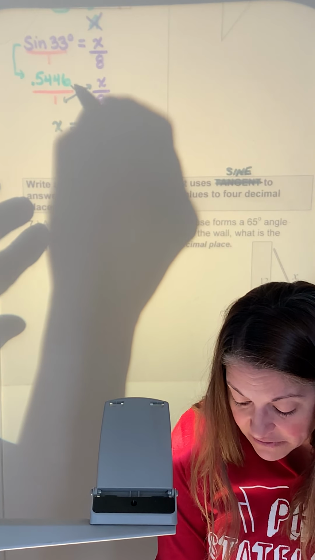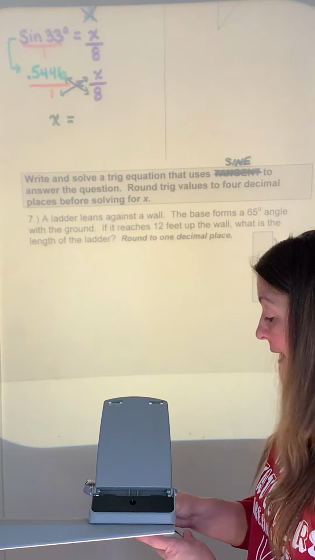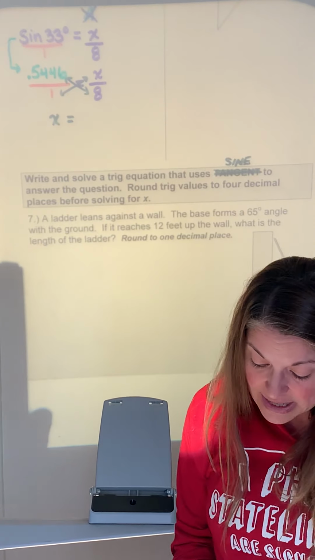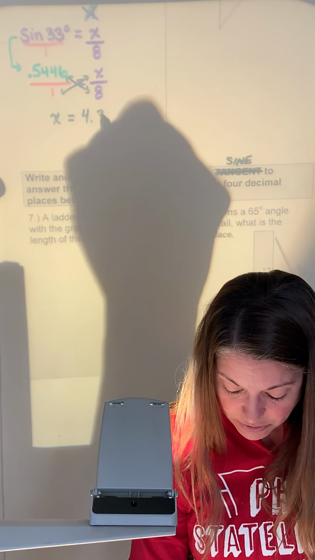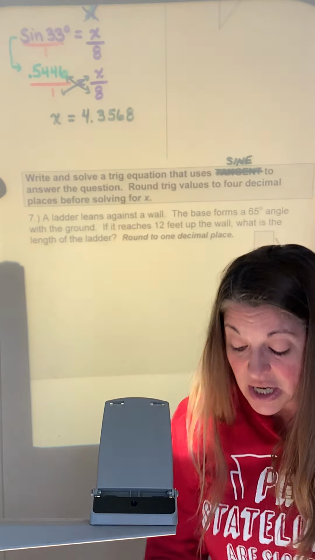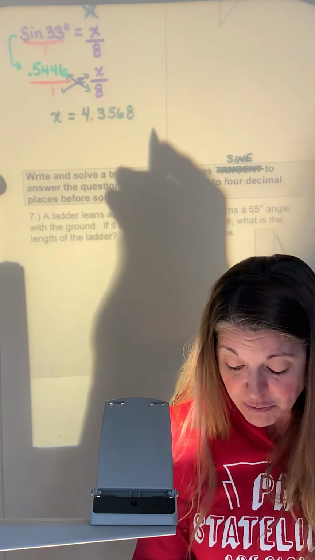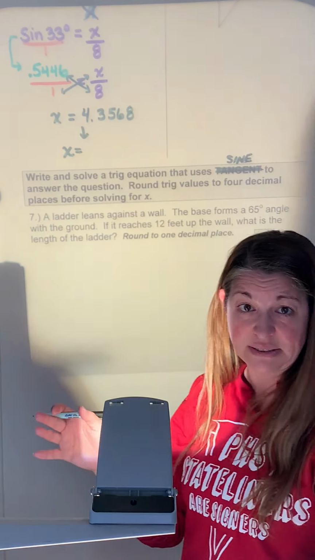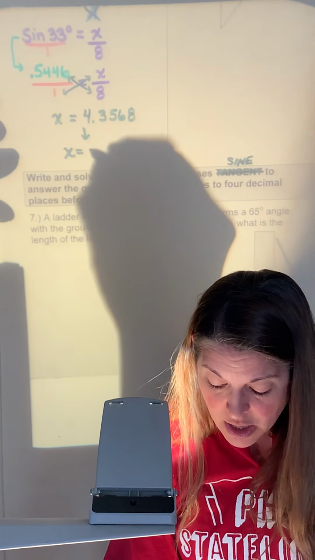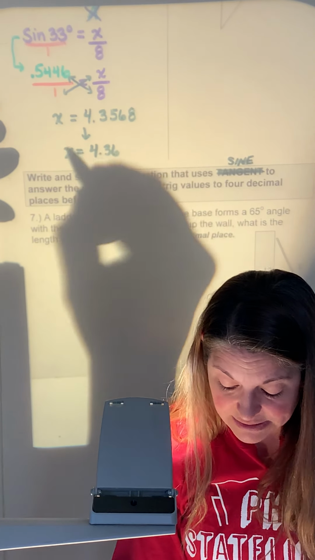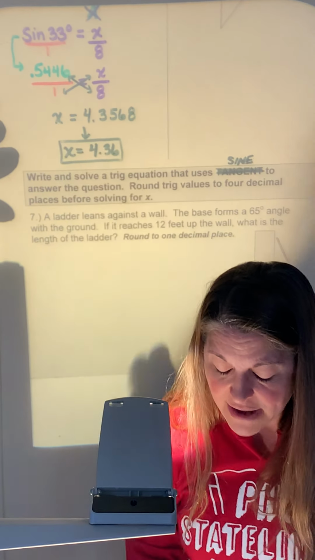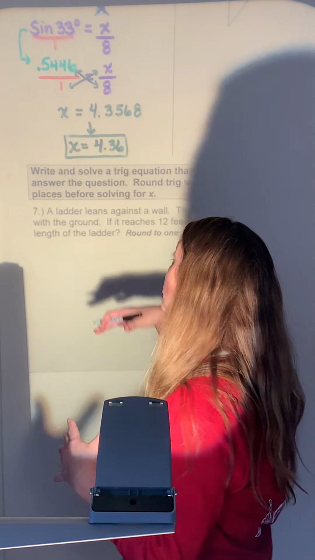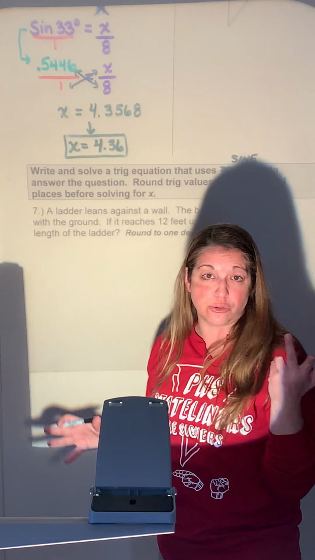And we will do the 0.5446 times 8. And that will give us 4.3568. That actually does terminate. So you can either give me that answer, or chances are, if this is on the quiz and I'm giving you multiple choice, I'll probably just round it to 2 decimal places. So my rule of thumb is, although I round the sine or the trig function to 4 places to maintain accuracy before I start solving, usually by the end I just do 2 decimal places.